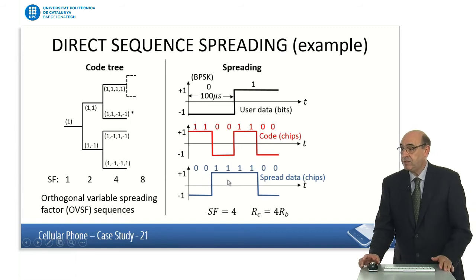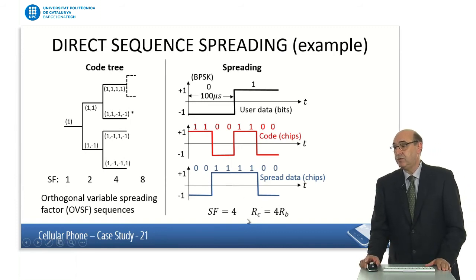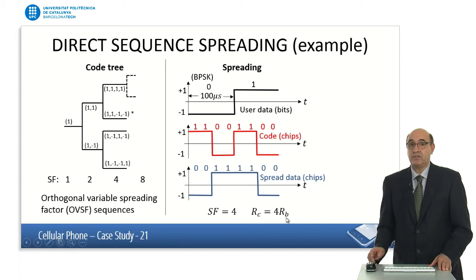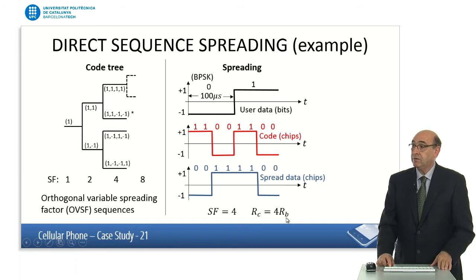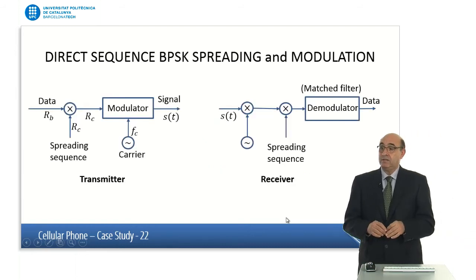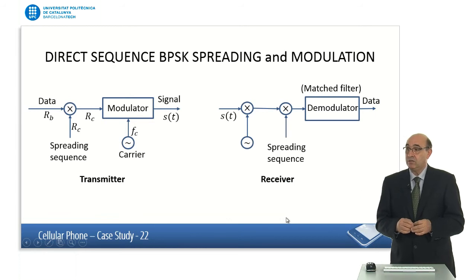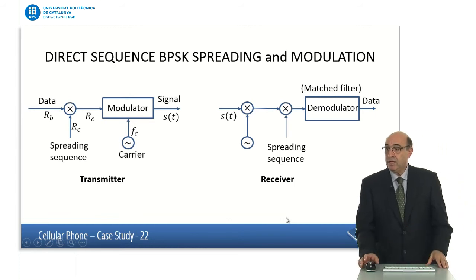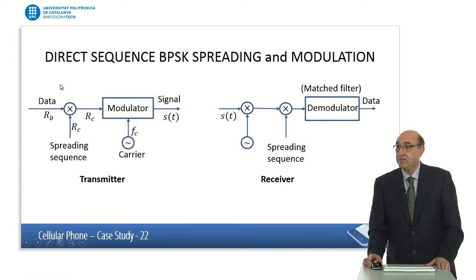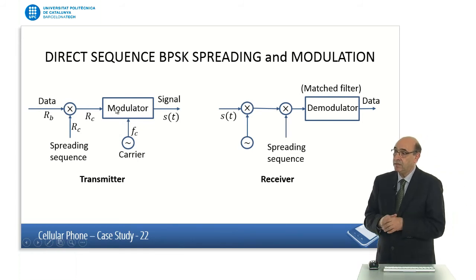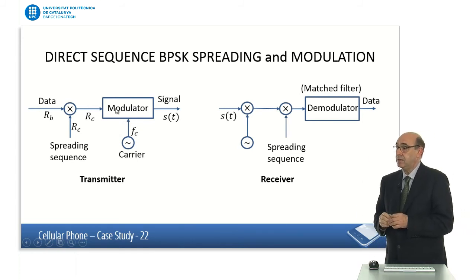But we have now changed the data rate. The data rate for the code now is 4 times the original data rate of the user bits. And that's the way this thing proceeds. This is done in a simple way in those phones. What they do is they enter the data and the spreading sequence, and they multiply digitally. So at the end, the data rate is increased. And with this, you modulate the BPSK signal, and you just send the signal.